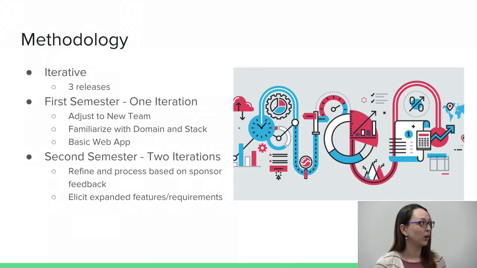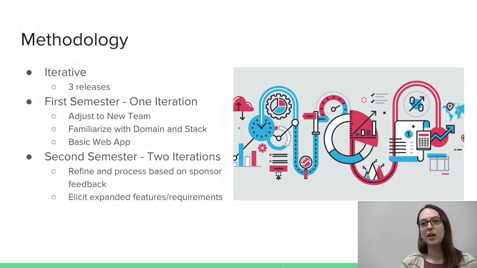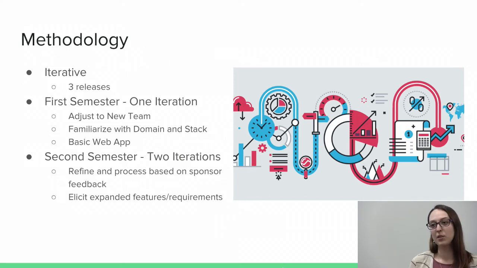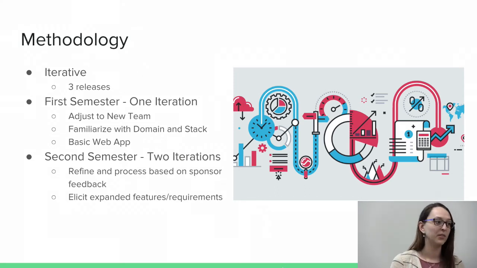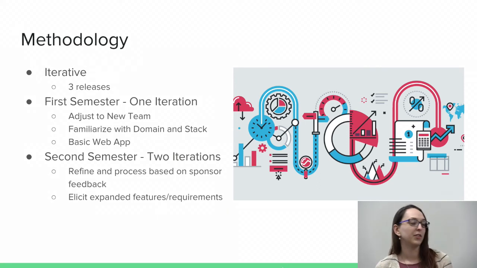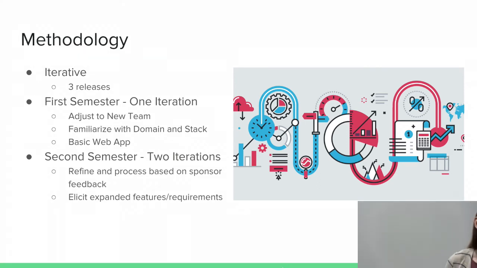We actually put a pretty strong focus on having a well-documented test plan and quality attributes and a lot of other things. So we picked one iteration for this semester and then 2 iterations for the next semester, because we've hit the ground running. We've gotten there. And we want to refine our product based on the feedback the sponsor has given us, expand the features that we've elicited, and move forward with the requirements.